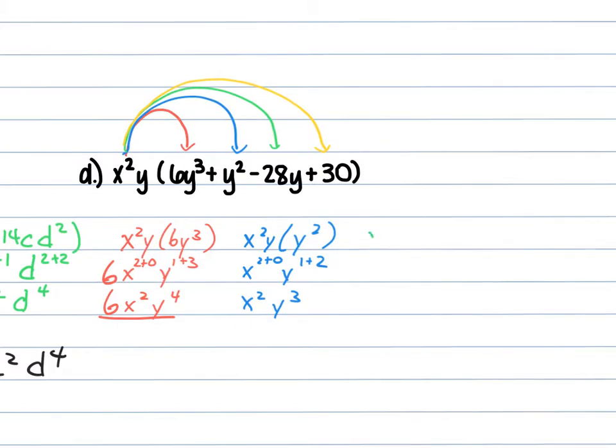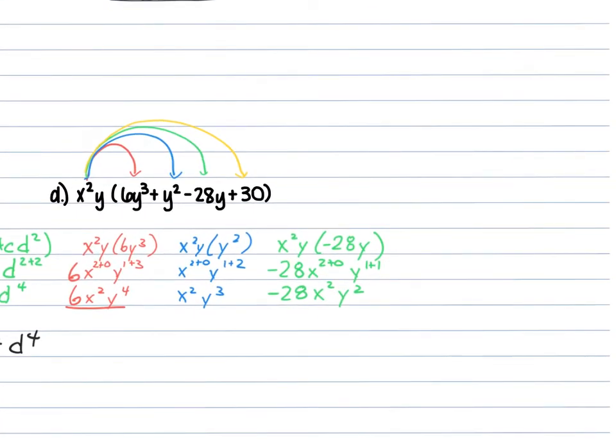Okay, how about the green one? The green one is going to be negative 28 x to the second power y, or y to the second. Okay, so 2 plus 0 and y to the 1 plus 1, negative 28 x squared y squared. And last and certainly not least, x squared y times 30. 30x to the second y. X to the 2 plus 0, y to the 1 plus 0, that becomes 30x squared y to the first.